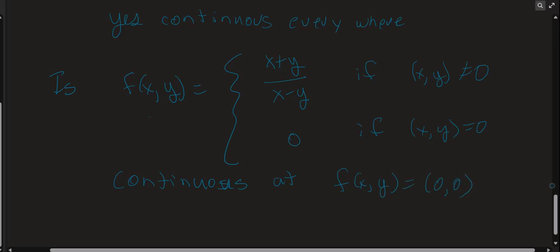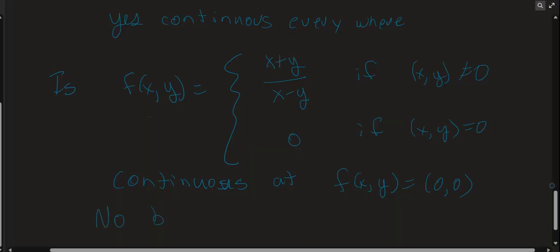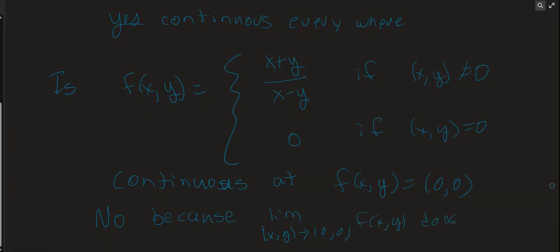And because we just did this one, we know the limit as (x, y) approaches (0, 0) doesn't exist. And so we can say no, because the limit as (x, y) approaches (0, 0) of f of (x, y) does not exist. So if the limit doesn't exist, then it's not continuous.